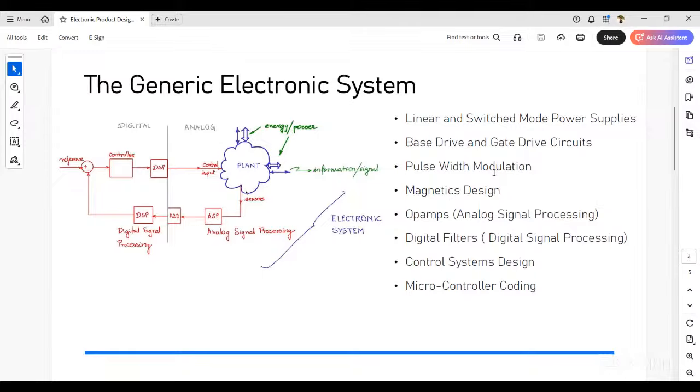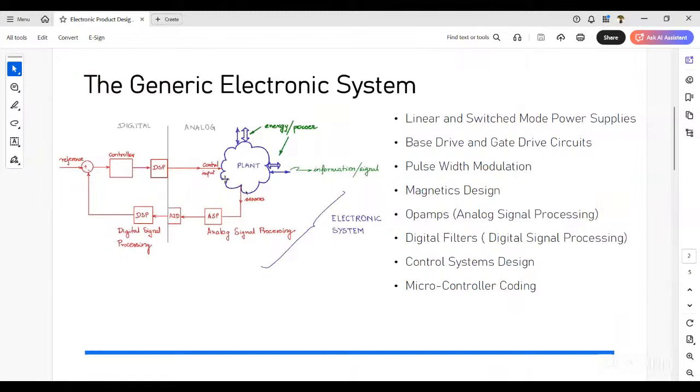I assume you would have already done a course on op-amps. So we'll be discussing op-amps, which is part of analog signal processing. Then there'll be something about digital filters, which is part of digital signal processing. And then we'll be talking about controllers. This is a rough block diagram of your electronic system, and throughout the course we will be revisiting this block diagram and talking about each and every block of this entire diagram.